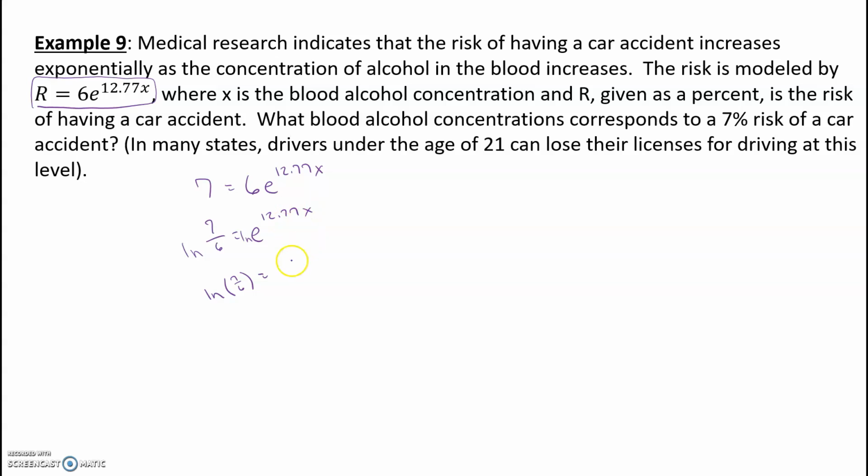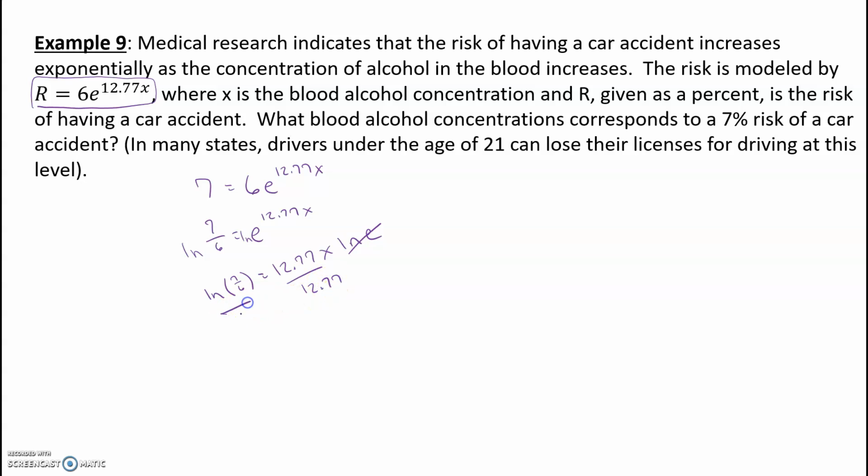Here, we can put that exponent out front, 12.77x times natural log of e. Natural log of e is 1, right? E to what power is e? 1. And to get x, we're going to divide both sides by 12.77.